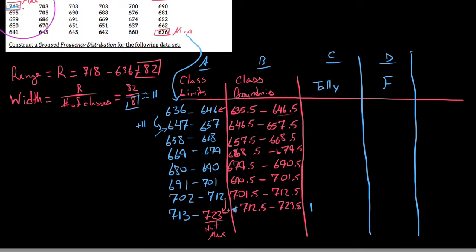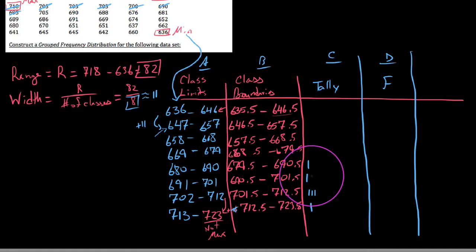We'd cross it off. We see 718, 703, 703, and 703. Each of those would fit in the 702 to 712 class. So we say 1, 2, 3, 700. 700 fits in this class right here between 691 and 701. 690 is going to fit in this class here.